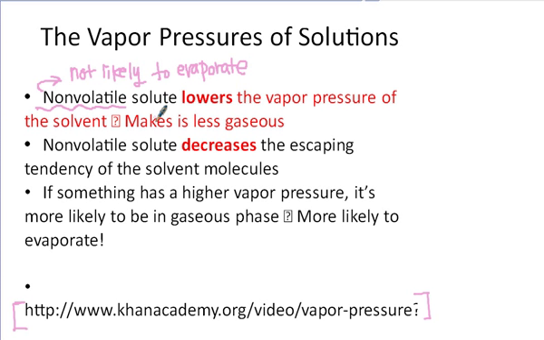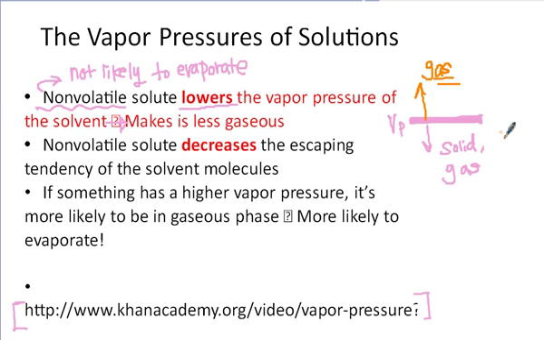So when this non-volatile solute is added to, say, a solvent, it lowers the vapor pressure of the solvent. What that means is, if this is the threshold for something to become a vapor, called the vapor pressure, right? If it's underneath that vapor pressure, then it's going to be either a solid or a liquid. But if you happen to be above the vapor pressure, then you're most likely to have something in the gas phase. So when you add the non-volatile solute, it decreases the escaping tendency of the solvent molecule.